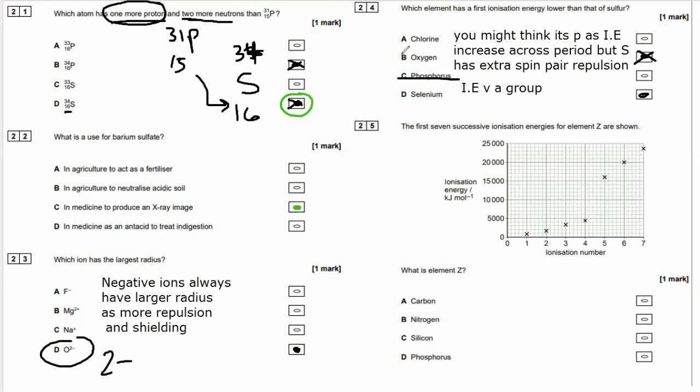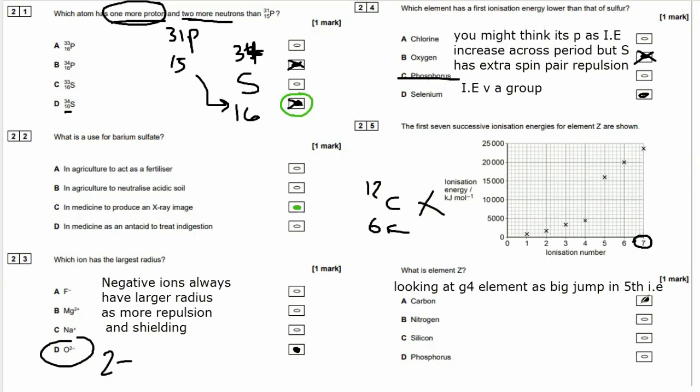Okay, last question, 25. The first 7 successive ionization energies for element Z are shown. On the y-axis, we have ionization energy, and on the x-axis, we have the ionization number. Notice a huge jump when removing the 5th electron, or the jump between the 4th and 5th ionization energies. This tells us we're looking at a group 4 element as a big jump in the 5th ionization energy, so we're breaking into a new shell after the first 4. So we might immediately put carbon as the answer. When we look a little bit closer, carbon has 6 electrons, and our graph has 7. So it can be in carbon's group, but not carbon. So the answer is actually silicon, as silicon has more than 7 electrons.